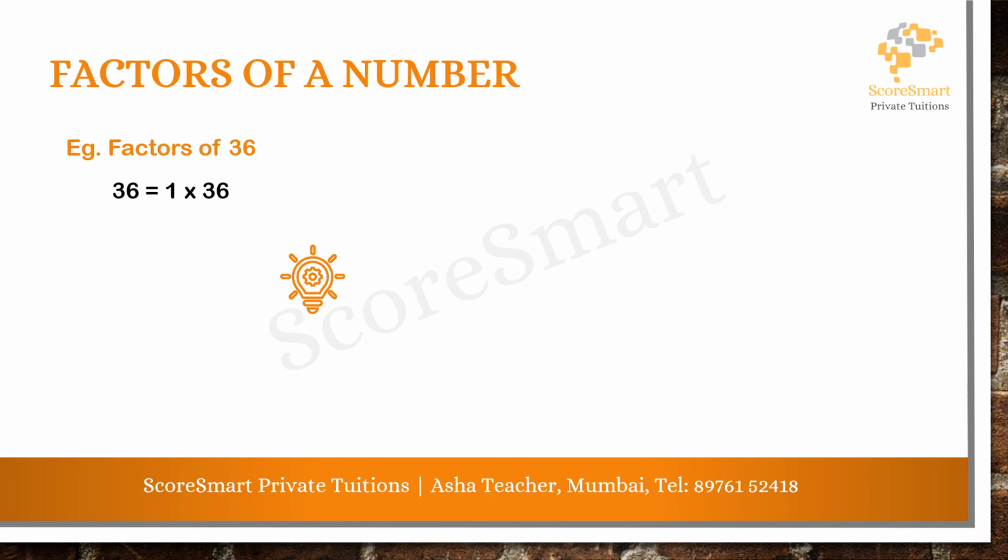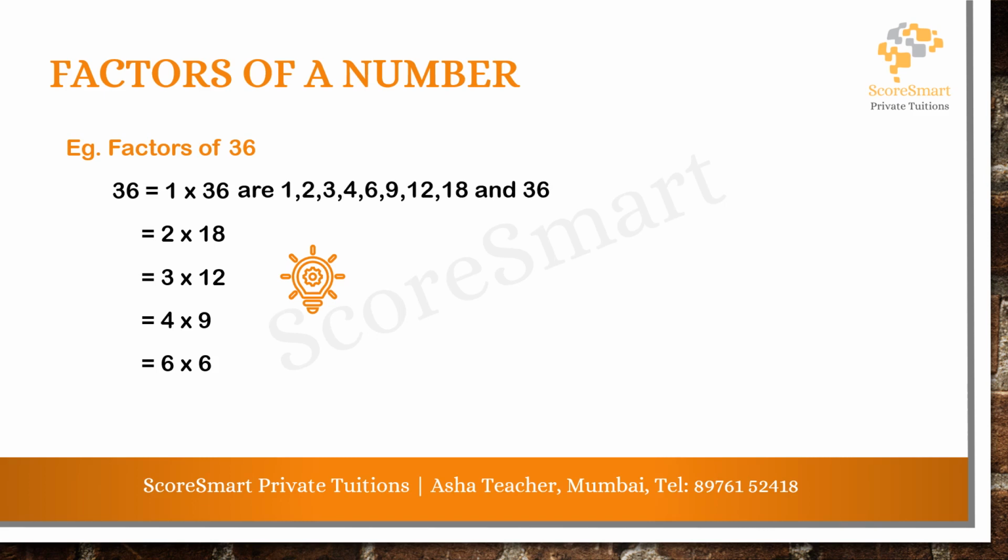36. 36 is 1 into 36, 2 into 18, 3 into 12, 4 into 9, 6 into 6. We stop here since we reached a repeated number. So what are the factors of 36? 1, 2, 3, 4, 6, 9, 12, 18 and 36. Hope you all got this correct.